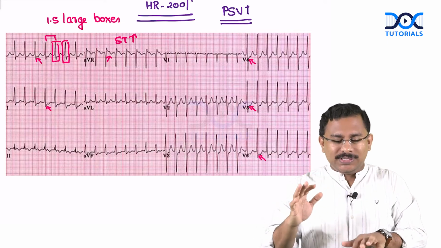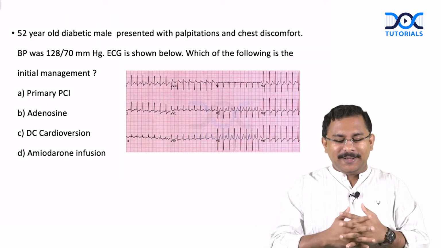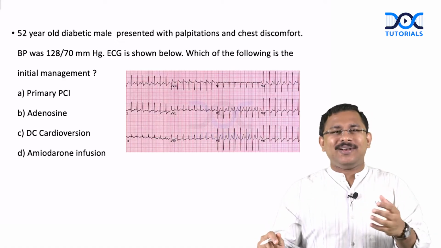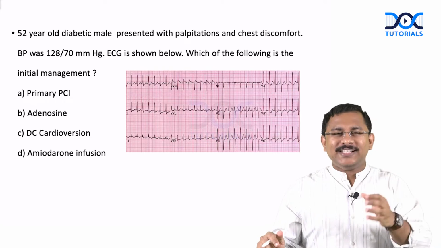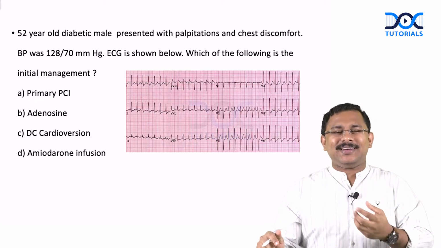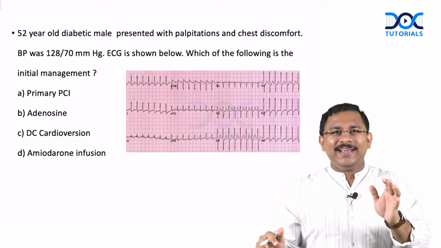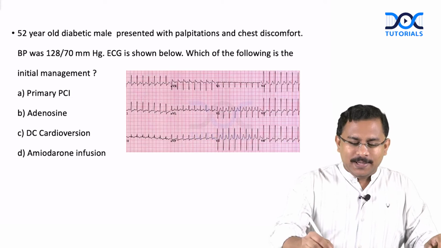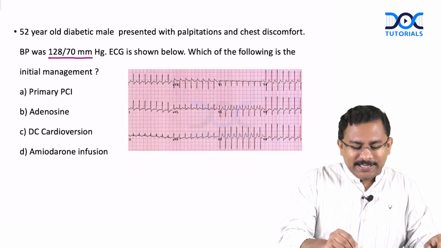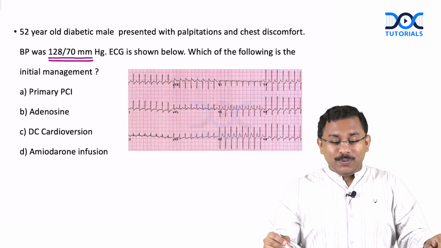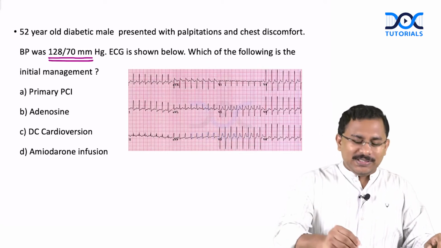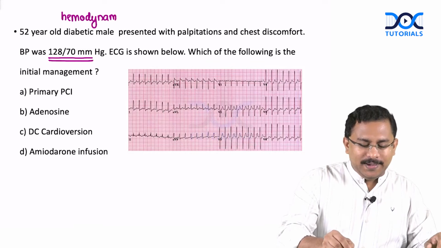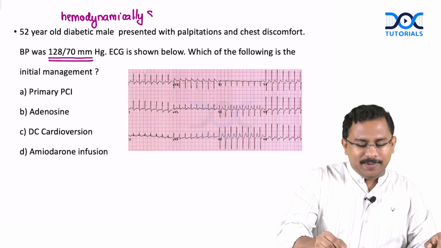So we have got the diagnosis as a paroxysmal supraventricular tachyarrhythmia, and what is the initial management? Now this is also a very commonly expected question, and I've always told you, when you get such a question on tachyarrhythmia management, always look whether the patient is hemodynamically stable or unstable. The question says the blood pressure is 128/70 mmHg, which tells you that the patient is hemodynamically stable.